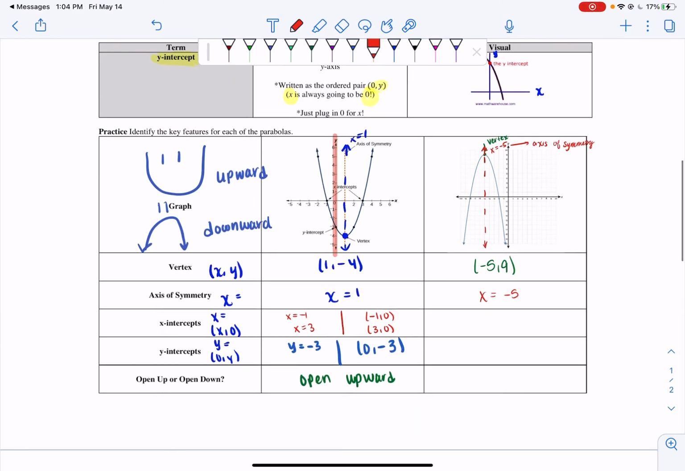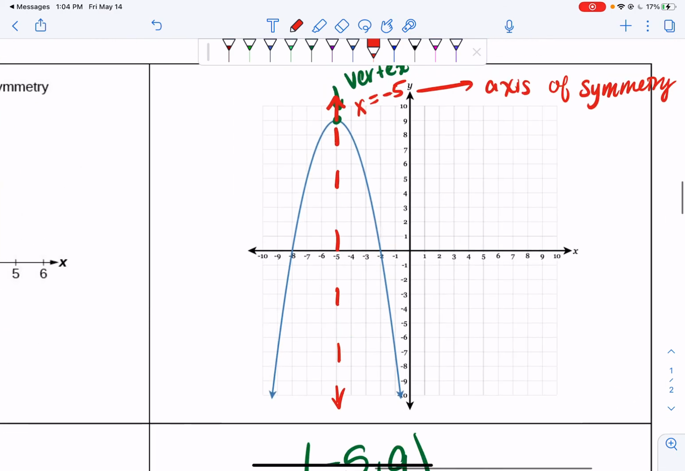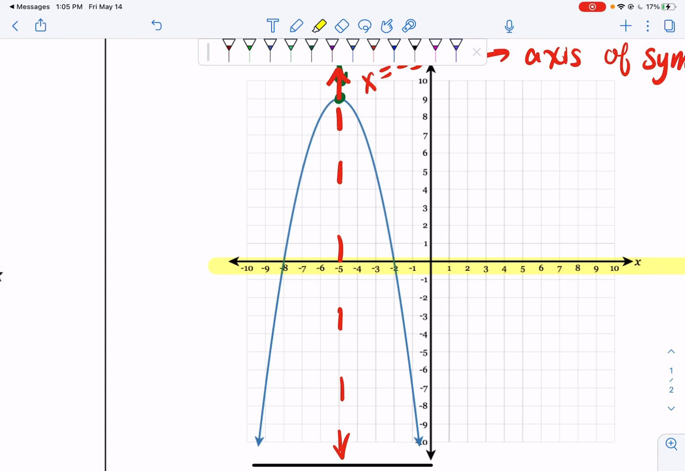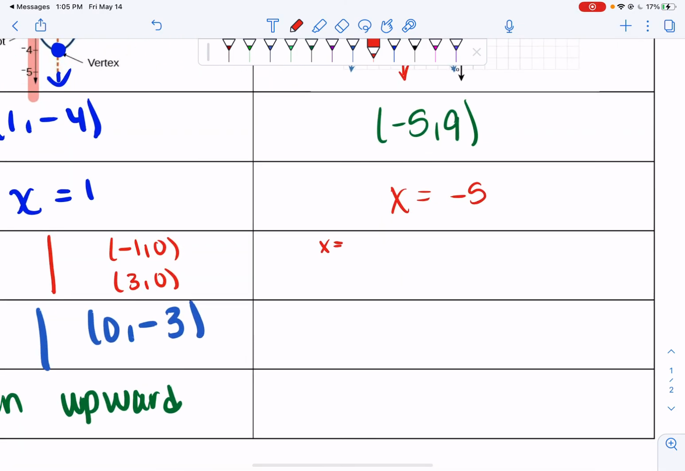Your x-intercepts, where your graph crosses the x-axis. So if I look at what values, let's change it up to yellow. At what x values does my graph cross the x-axis? Very good. It crosses it here and here. So at -8 and -2. So I can say x equals -8, x equals -2, or I can write them as ordered pairs. So -8, 0, and -2, 0.